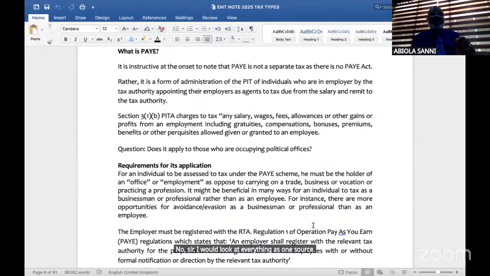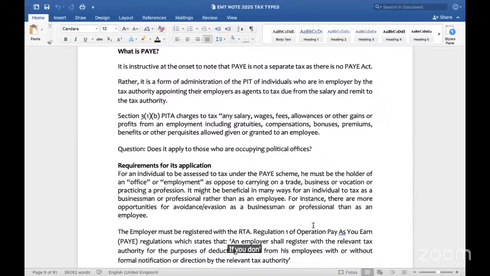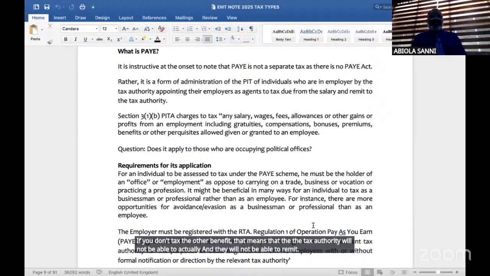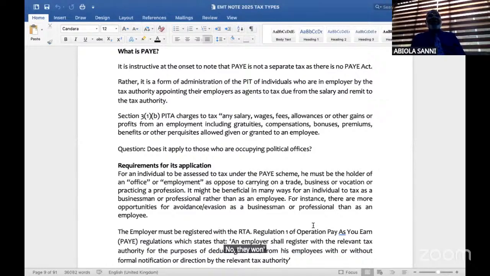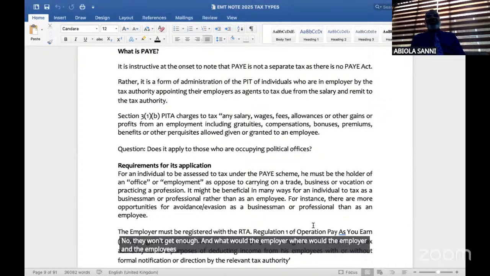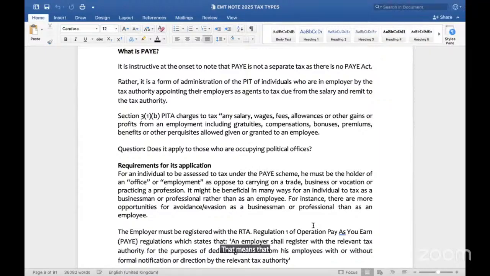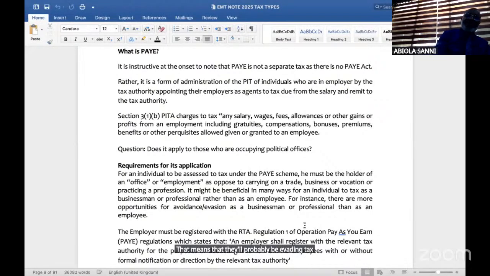So if you don't tax the other benefit, what will happen? If you don't tax the other benefit, the tax authority will not be able to remit, they won't get enough. And what would the employer and the employees be doing going forward? That means they'll probably be evading tax. No, I want a specific answer. So who wants to intervene?